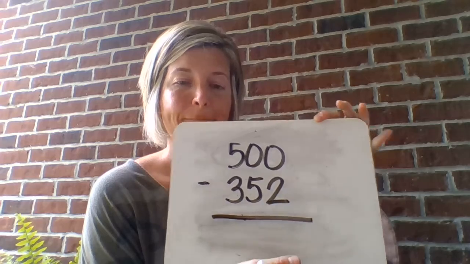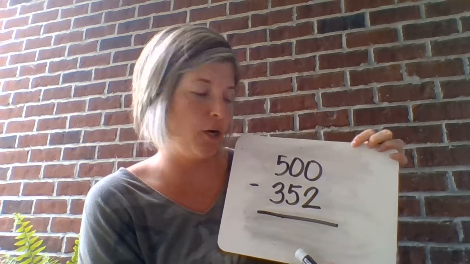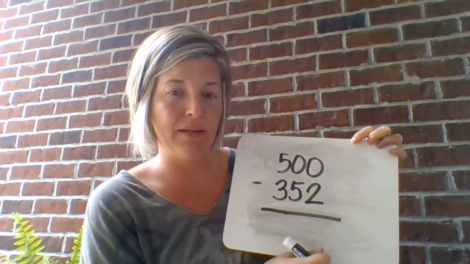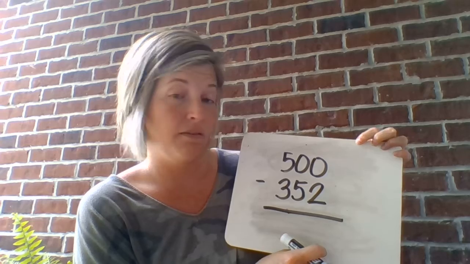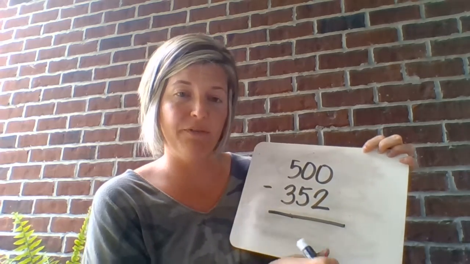Okay, let's do another subtraction problem where we're having to do what we call subtract across zeros. So I'm going to take 500. I'm going to take away 352. All right. I cannot take 2 away from 0 because 2 is larger. I also cannot take 5 away from 0 because 5 is larger. So I'm going to have to go all the way over here and have to regroup a couple of times.